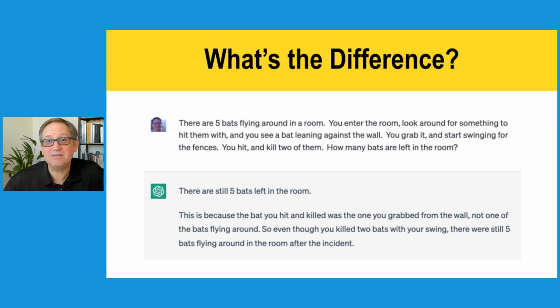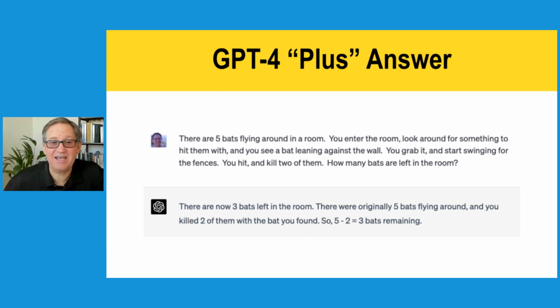So let's see what happens if we copy that exact same prompt and put it into GPT Plus, into 4. Here's the answer. There are now 3 bats left in the room. There were originally 5 bats flying around, and you killed 2 of them with the bat you found. So 5 minus 2 equals 3 bats remaining.